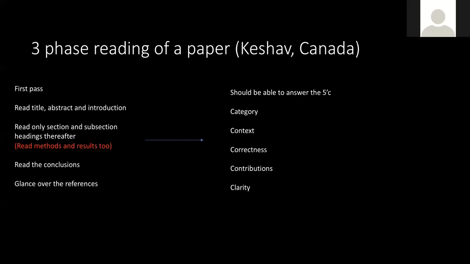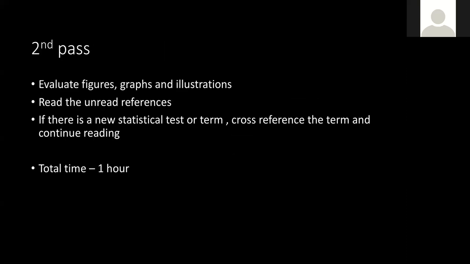And you should be able to answer the 5 C's after reading the article in the first pass. So one should be: what category this article fits in, what was the context the study was done, how correct the study was done, what is it contributing to your understanding or to literature, and how clear are the endpoints or the conclusions.